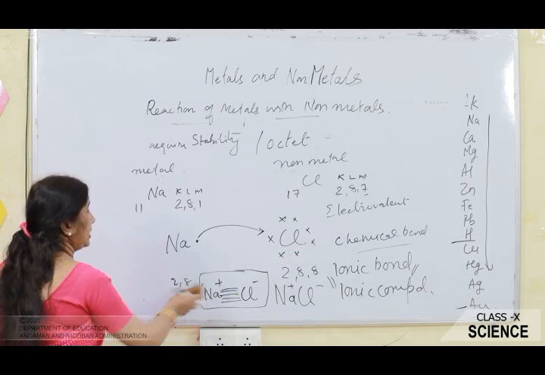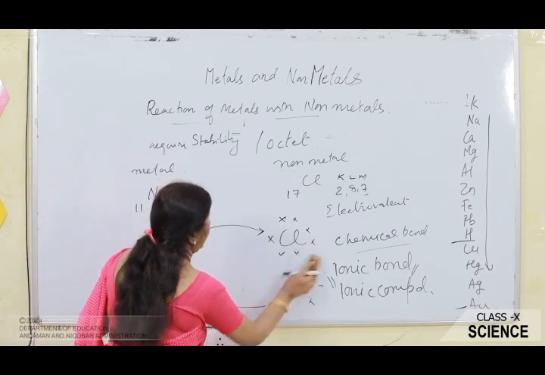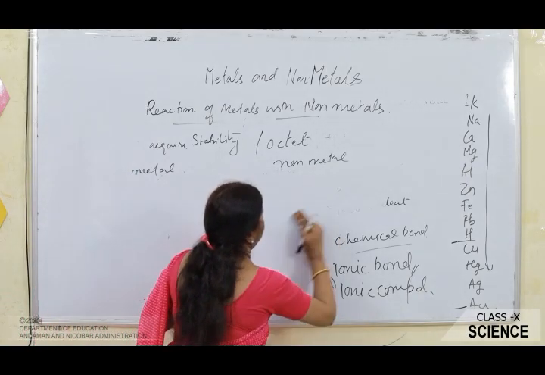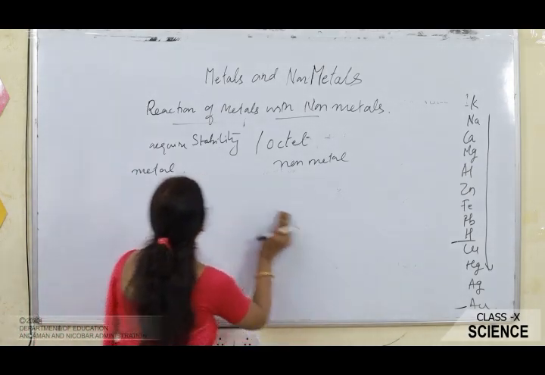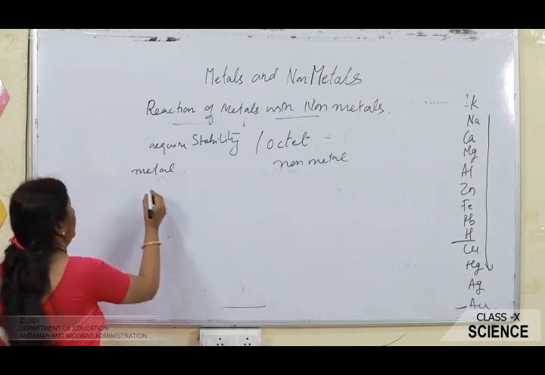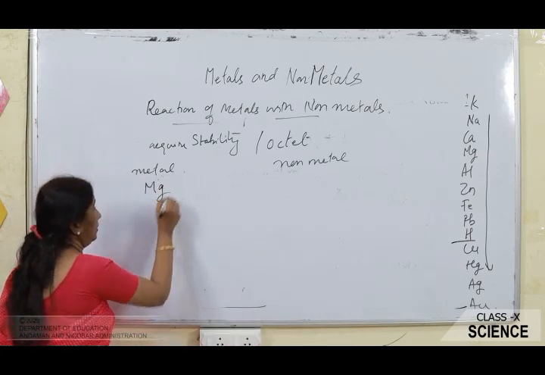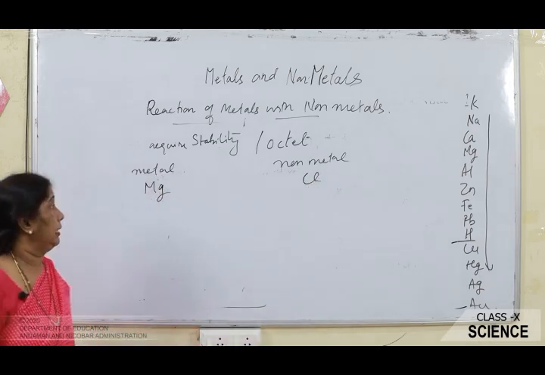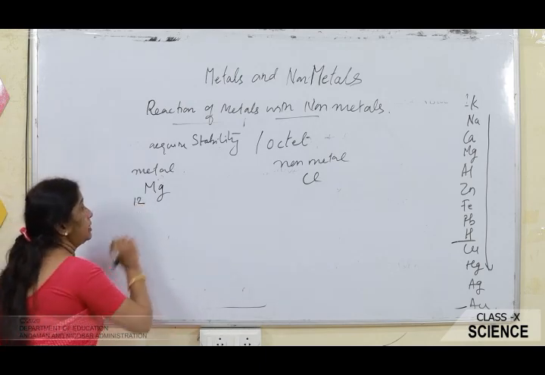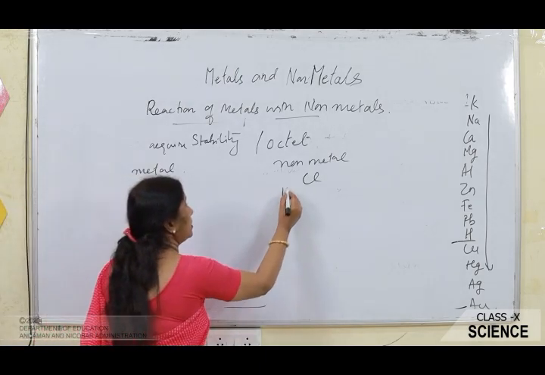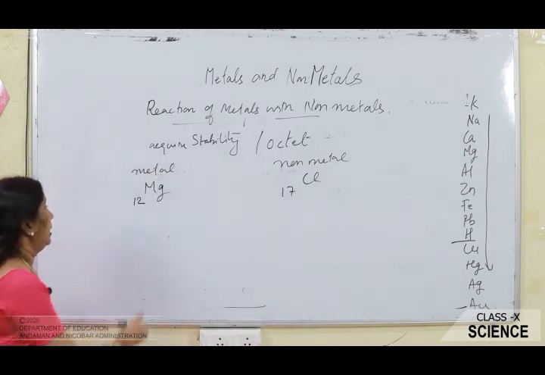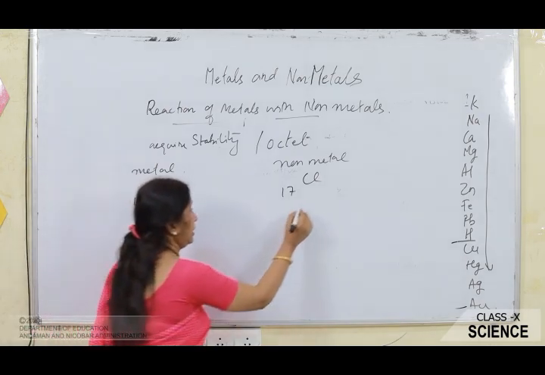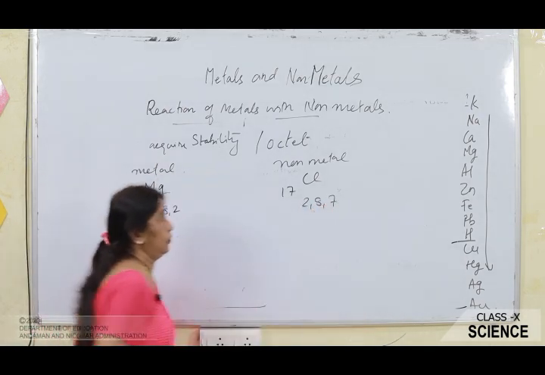They form an ionic compound, or electrovalent compound, right. Now let us see one more example. Let us take another example, when the metal is magnesium and the non-metal is chlorine. Let us see what happens then. The atomic number of magnesium is 12 and the atomic number of chlorine is 17. Then the electronic configuration is 2, 8, 2 for magnesium, and here in this case it is 2, 8, 7.